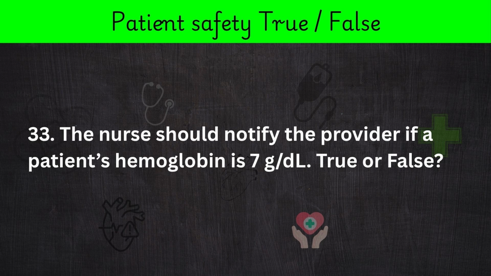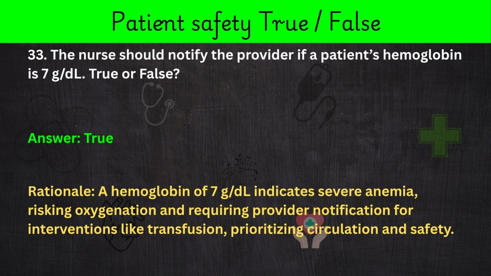33. The nurse should notify the provider if a patient's hemoglobin is 7 g/dL. True or false? Answer: true. Rationale: A hemoglobin of 7 g/dL indicates severe anemia, risking oxygenation and requiring provider notification for interventions like transfusion, prioritizing circulation and safety.